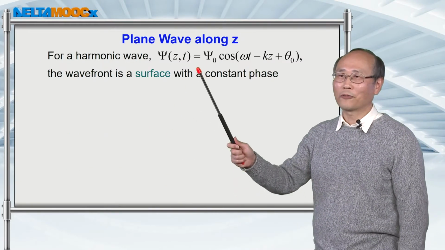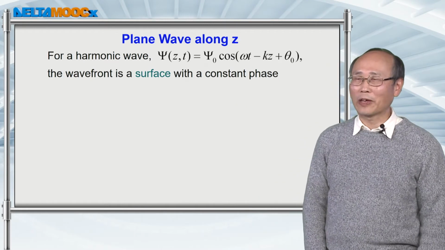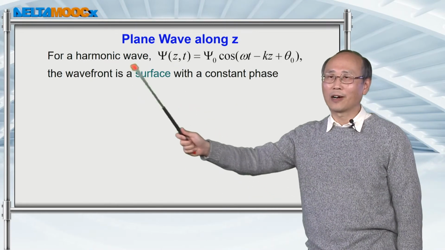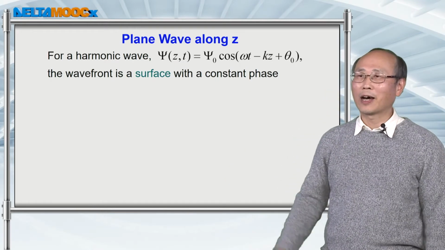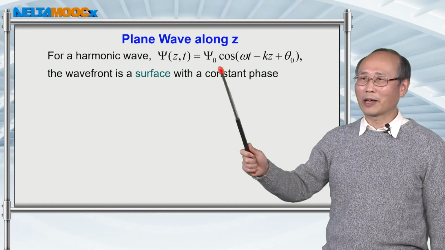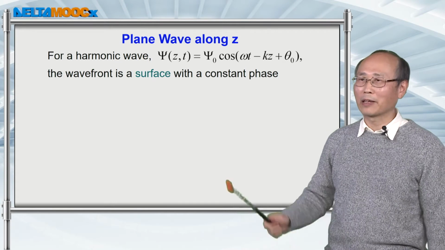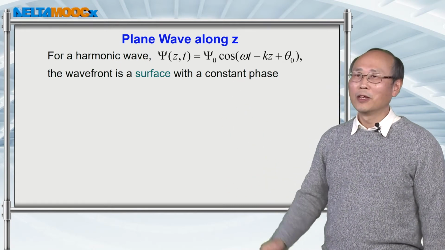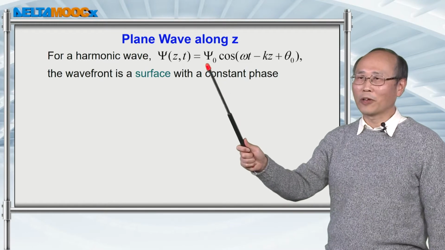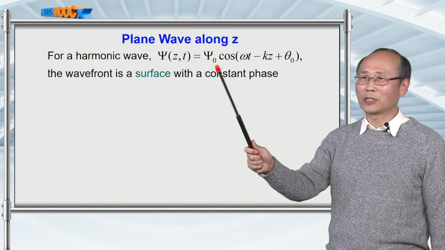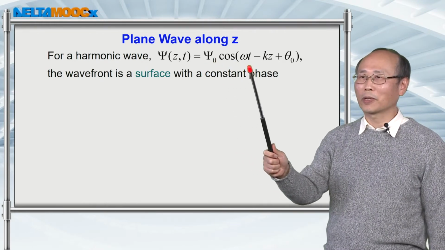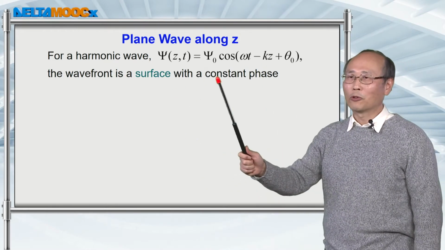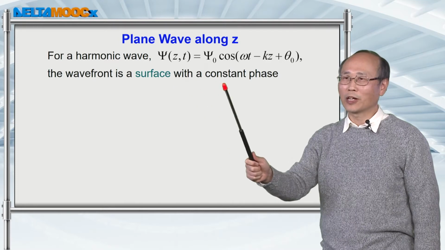So let's first look into this sinusoidal wave, because now we pretty much will emphasize sinusoidal wave because it's quite simple and compact in the form and also very useful when we do analysis. So in this harmonic wave described by this, amplitude and then cosine omega t minus kz plus theta 0, the wavefront is a surface with a constant phase.